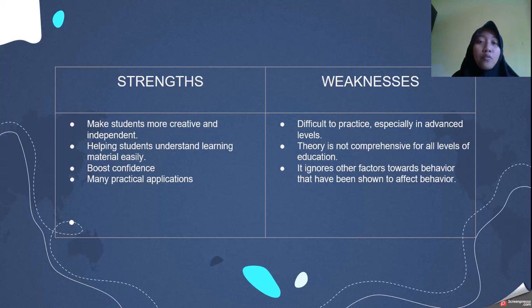But for the weaknesses, it is difficult to practice, especially at advanced levels. The theory is not comprehensive for all levels of education. It ignores other factors that have been shown to affect behavior. So I can conclude that this theory can be hard for advanced levels because, as we know, advanced level students will think more about something and will not do some projects, and maybe it will be easier if they do the project by themselves.